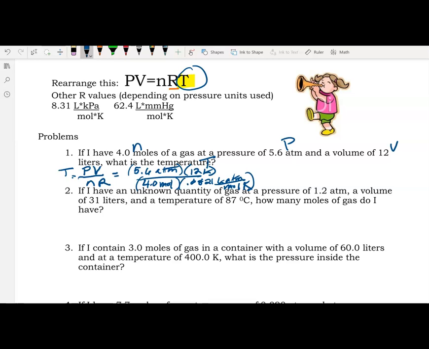Wait, what was the last bit? Is that this one? Yes, that's the ideal gas constant, 0.0821. So, punch it in your calculators. Everybody should have a calculator out working on this.